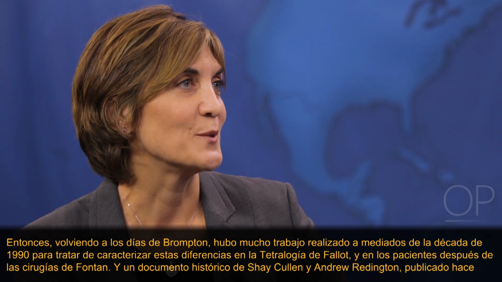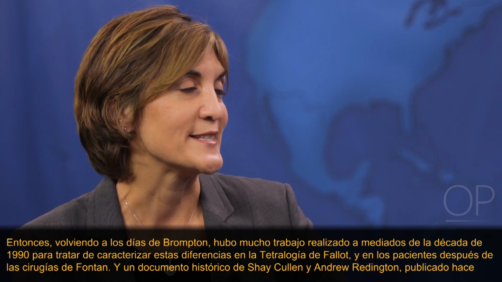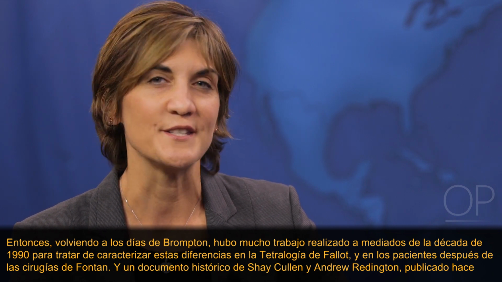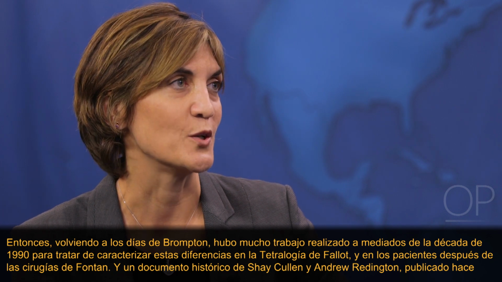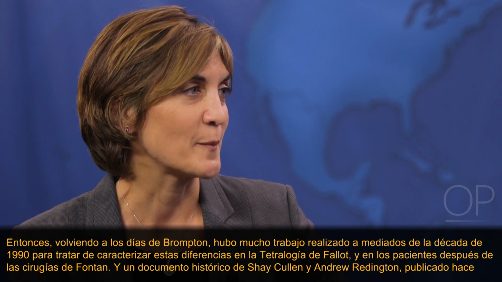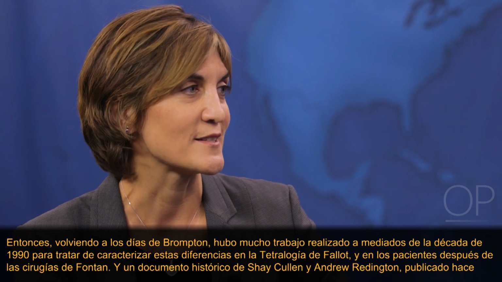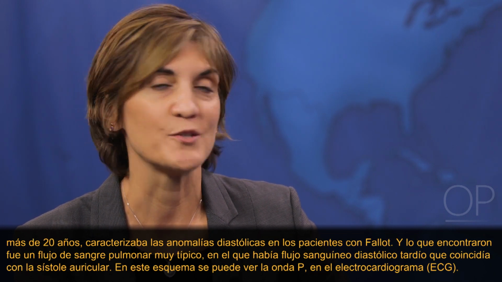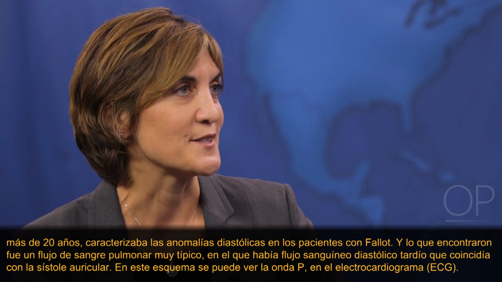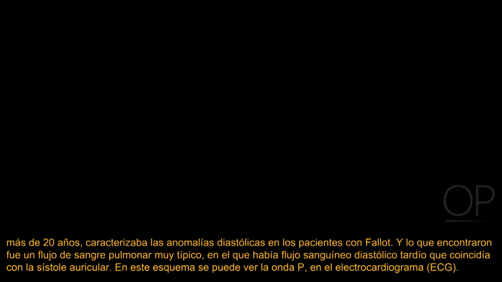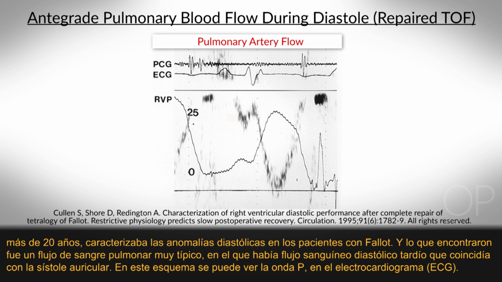Back in the day at the Brompton, there was a lot of work done in the mid-1990s trying to characterize these differences in Fallot's tetralogy and in patients after Fontan operations. And a landmark paper from Shay Cullen and Andrew Redington, which was published in Circulation more than 20 years ago now, characterized the diastolic abnormalities in the Fallot patients. What they found was a very typical flow of pulmonary blood, whereby there was late diastolic blood flow that was coincident with atrial systole.